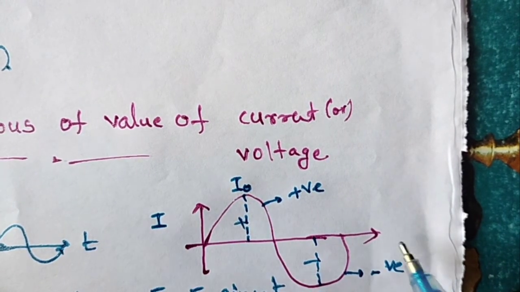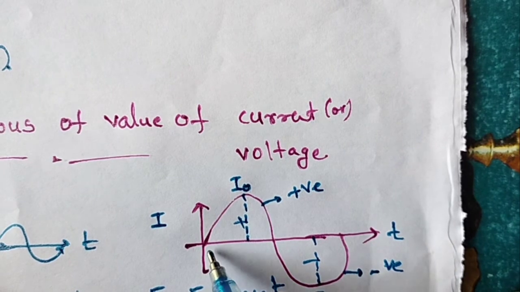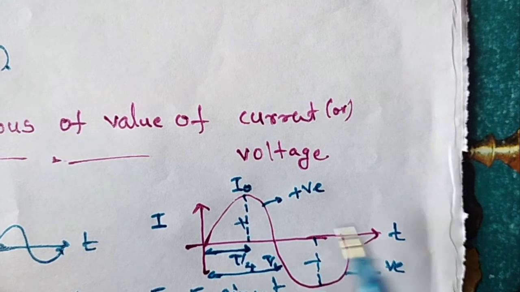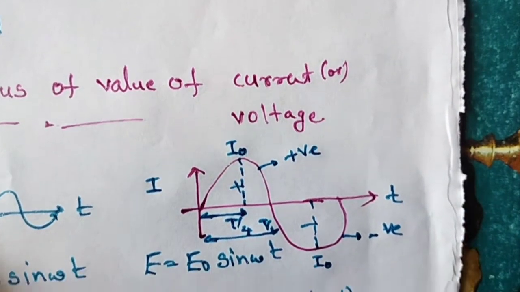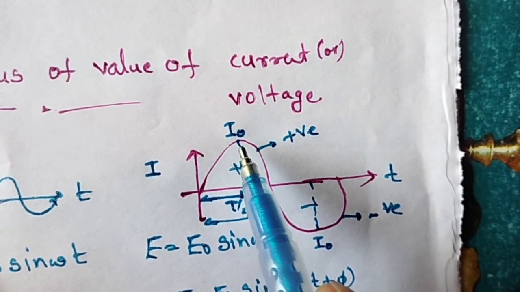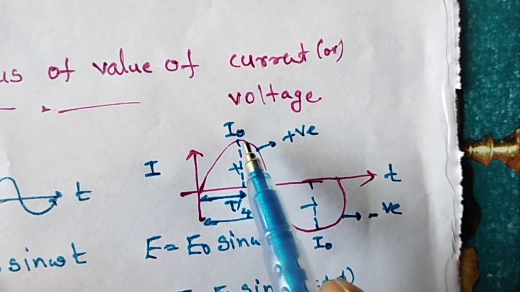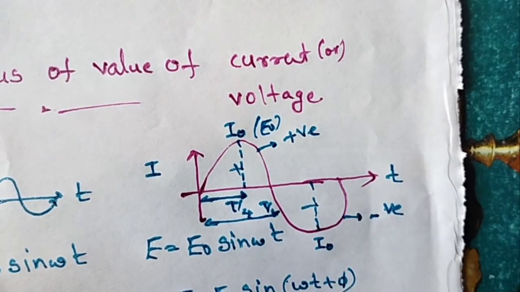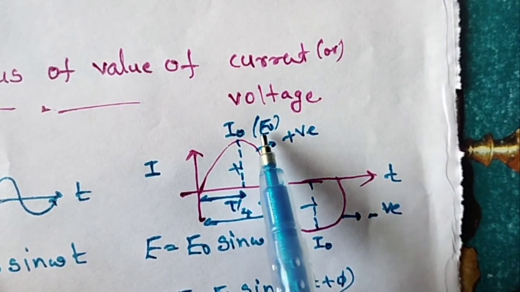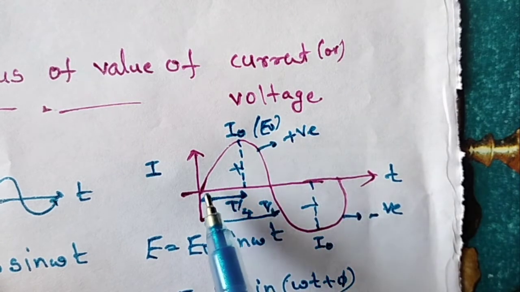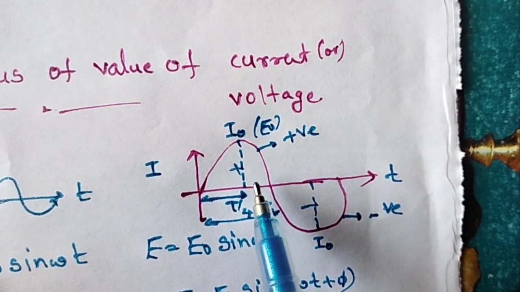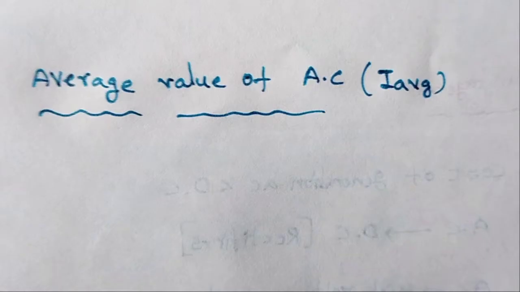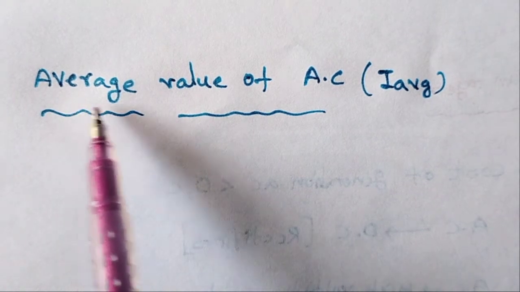Here I am taking small t. This point is called T by 4, here T by 2, and from here to here is capital T. Here I naught indicates the amplitude, the maximum current, or E naught if we take it in the Y direction. So E naught or I naught is the maximum, twice in one cycle.